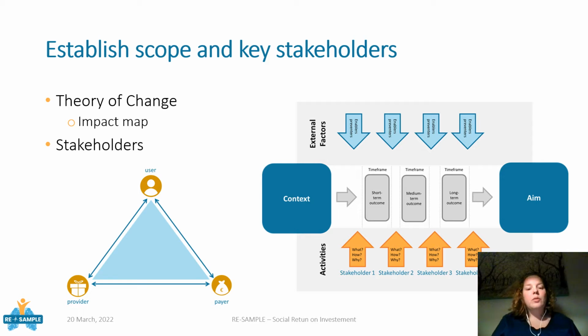So the first step is to establish scope and the key stakeholders. This can be done by means of a theory of change. So together with each other, we have to establish the theory of change, or the thing that we are changing in healthcare by adding Resample to healthcare. And next to this, we have to decide with each other what the main stakeholders are. In my experience with this SROI method, there are 3 types of stakeholders. So there's the patient, the user, there's the provider, and the one who pays, most of the time an insurance company or government.